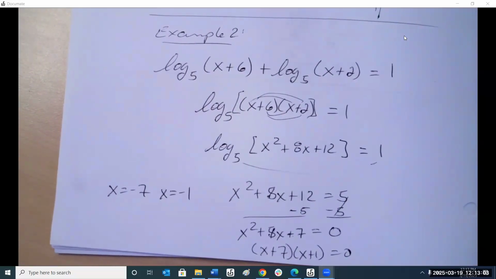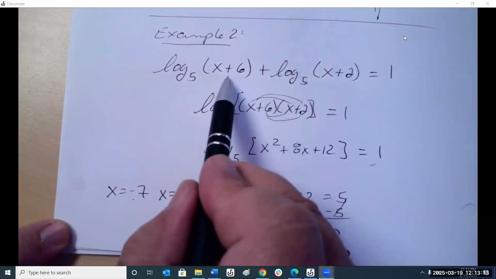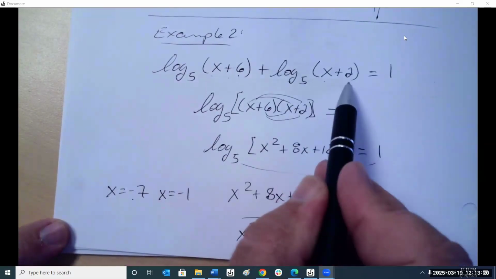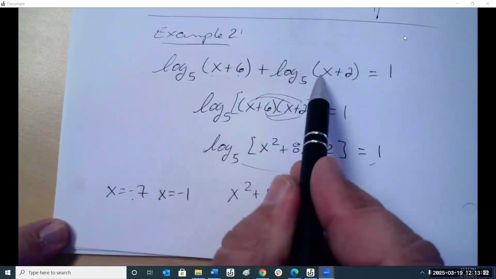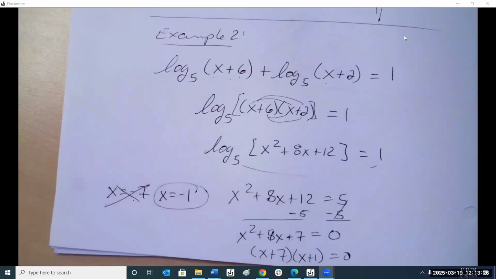True? Yeah, so I could have done it in my head from the very beginning. I just didn't know there'd be more than one solution. Well, there isn't. If we put -7 inside here, what happens? You can't take a log of a negative number, so this one we can't use. X equals -1 is the only one we have.